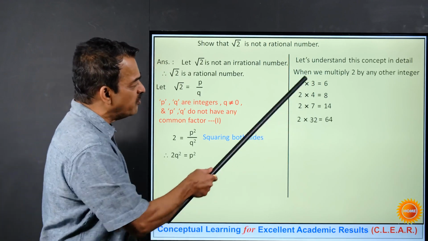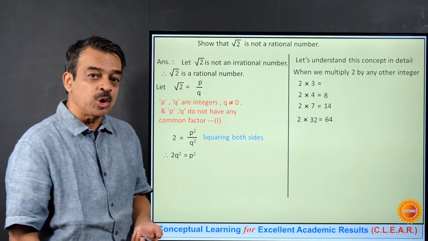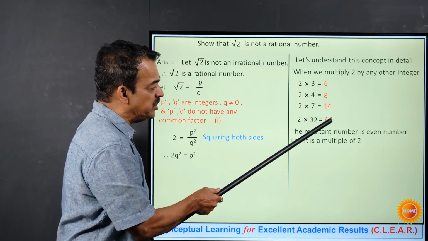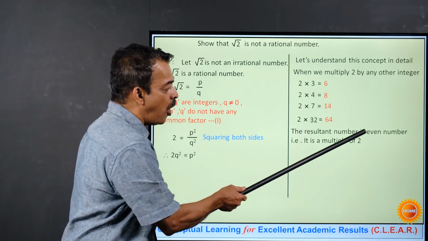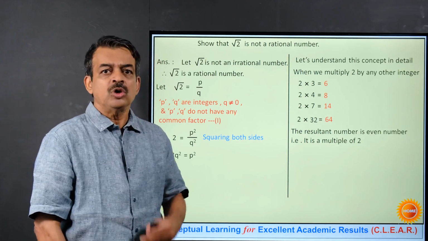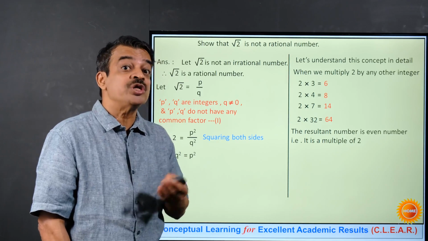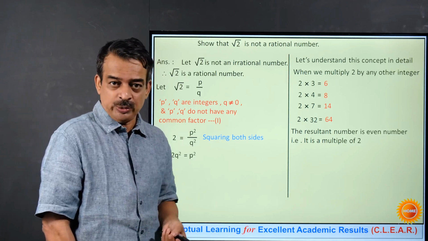Now, if you observe all these numbers, what do you observe? Number 6, number 8, number 14, number 64. They are all even numbers. So, can I say they are the multiples of 2? Yes, because they all are divisible by 2, right?